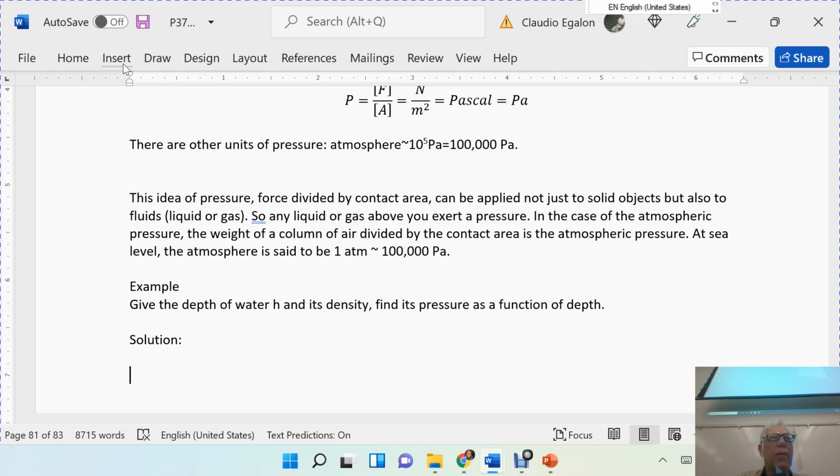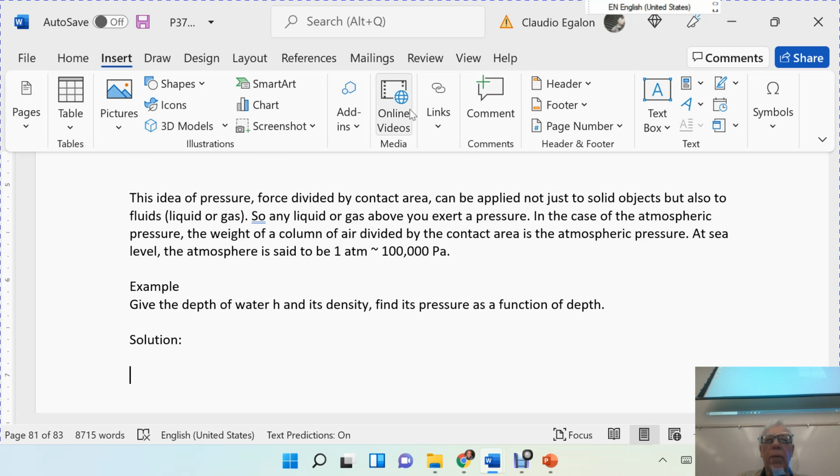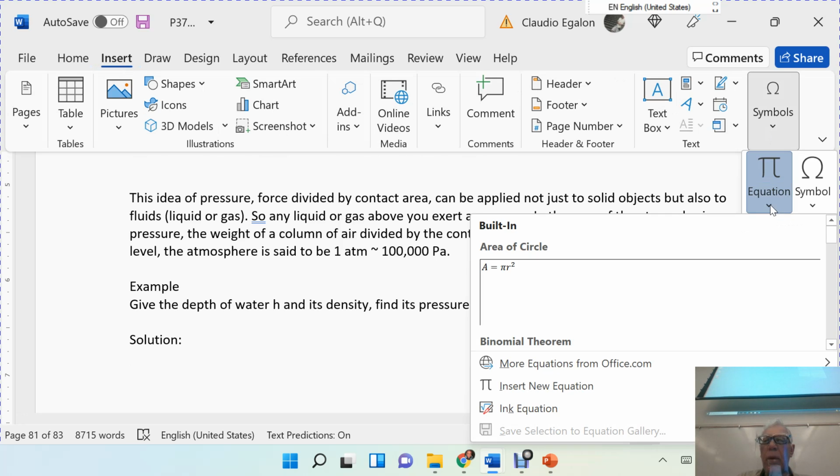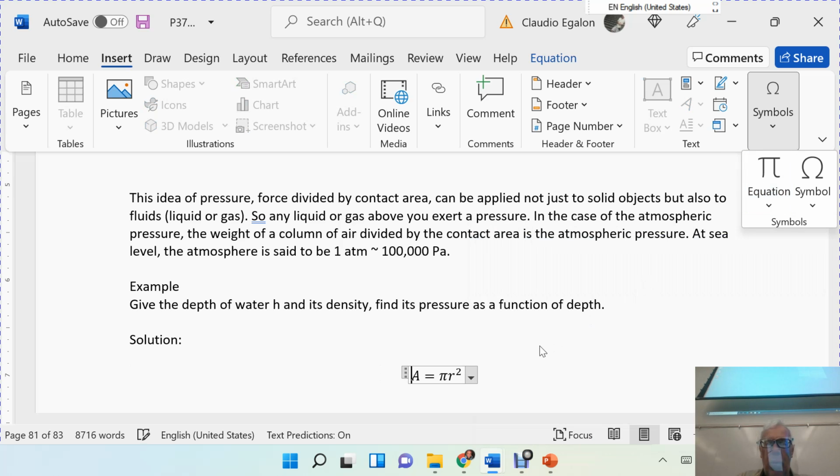Insert symbol equation. Here you go. We start with the equation. Oh, I'm running out of battery here.